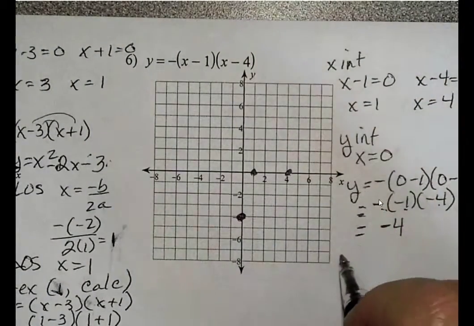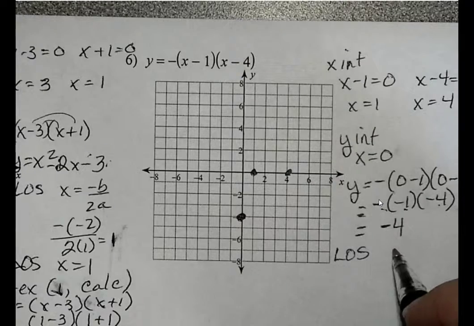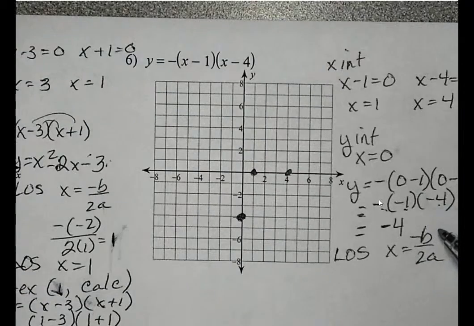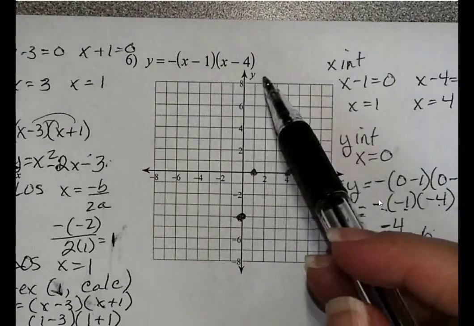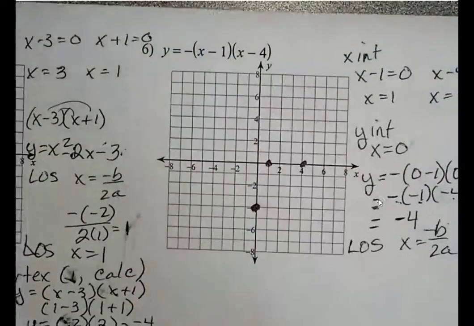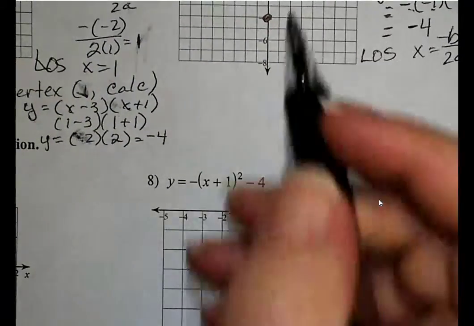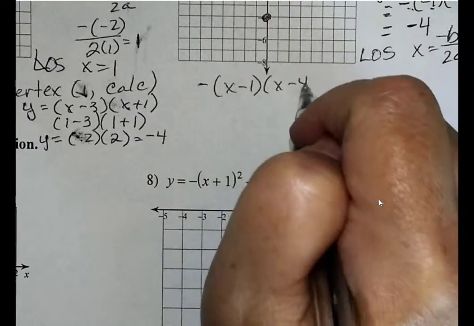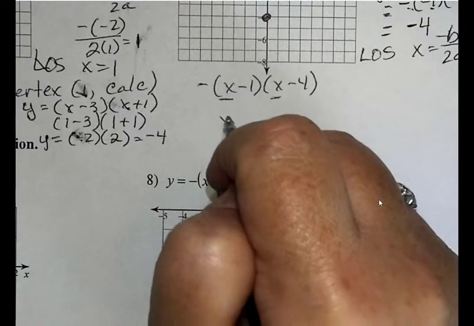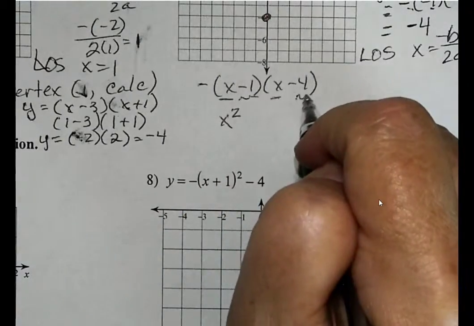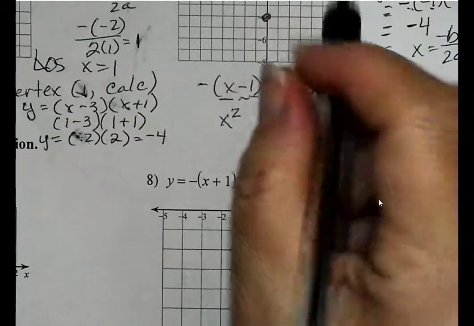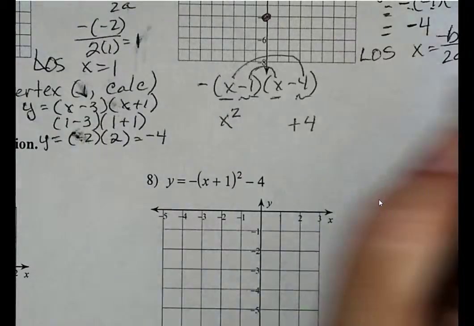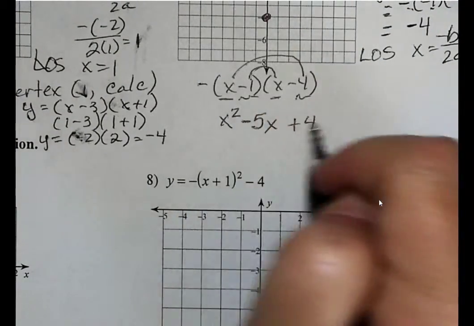Okay, I can find my line of symmetry. That's going to be x equals the opposite of b divided by 2a. But in order for me to figure out what b and a are, I have to turn this into the standard form. So I will scoot up my paper just to show the work part. So I have this times this, which gives me x squared. And I have this times this, that's going to give me a positive 4. And then I'm going to have x times negative 4, that's negative 4x, and another negative 1x. Altogether, that's going to give me negative 5x.